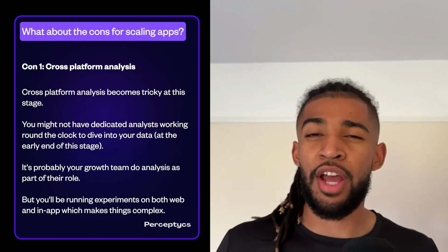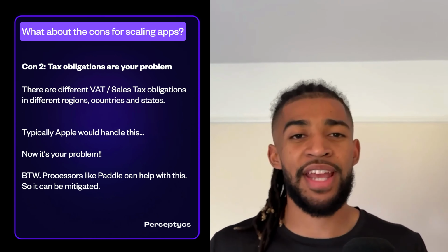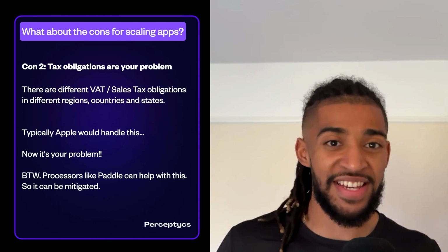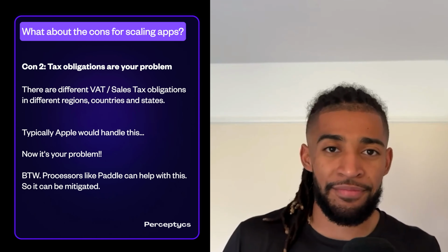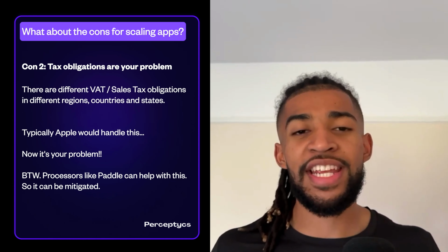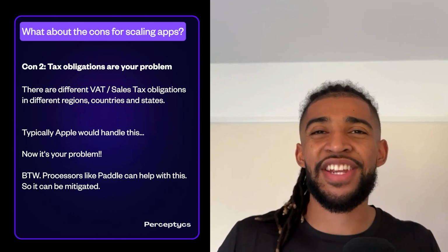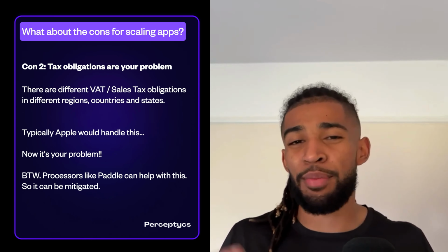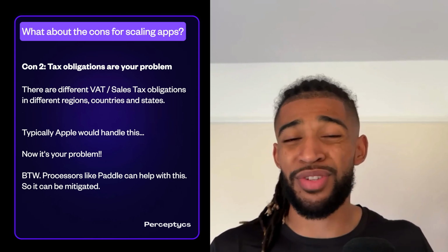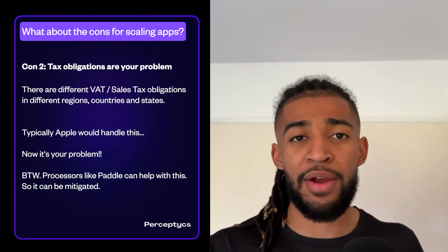So the other con that comes into play here is around tax. There are different tax obligations to consider in different countries, different regions, different states even, right? VAT is mainly what I'm talking about specifically. Now, Apple make things really easy for us when it comes to managing tax. But at this stage, 100K MRR plus, there's a strong probability that you're generating revenue from multiple states, let alone multiple countries, which means this is something for you to bear in mind, right?